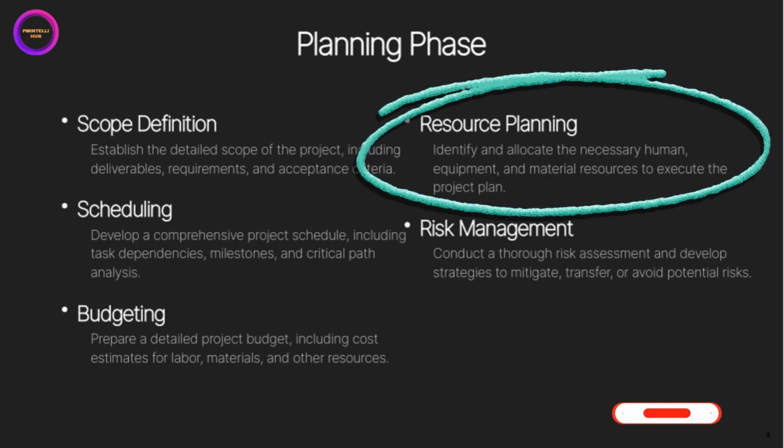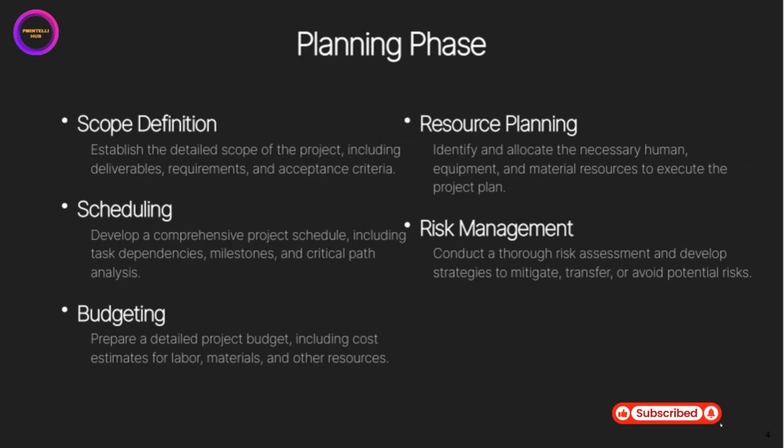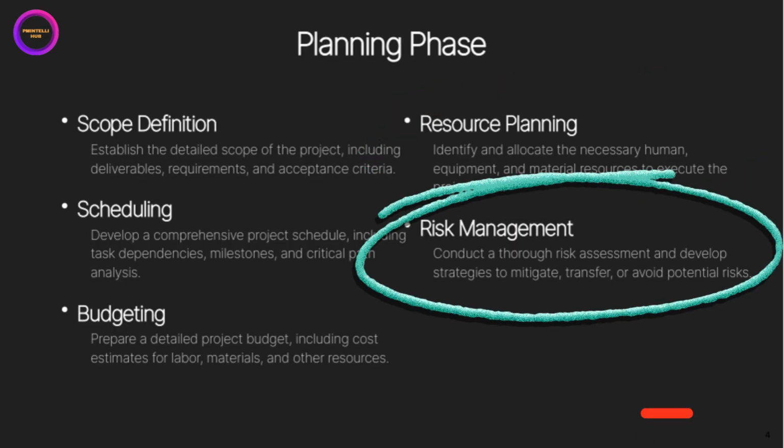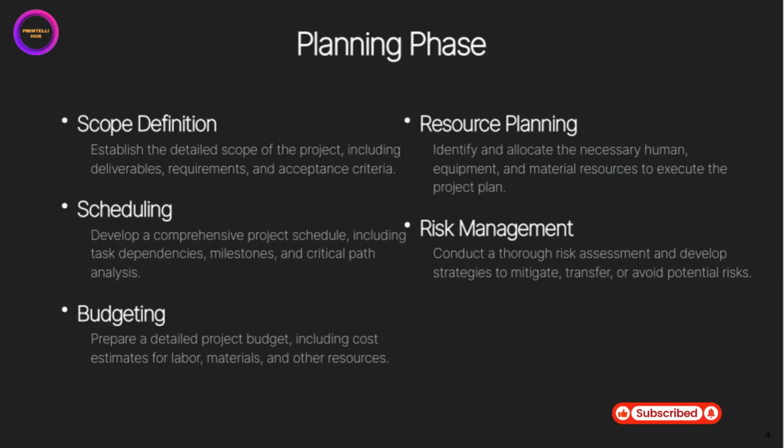preventing bottlenecks. Finally, risk management. We conduct a thorough assessment to identify potential risks that could impact the project. Once we know what those risks are, we develop strategies to mitigate, transfer, or avoid them altogether. Managing risks proactively helps us stay prepared for uncertainties and keeps the project moving smoothly. All of these steps in the planning phase are interconnected and vital. They set the stage for executing the project effectively and achieving our overall goals.